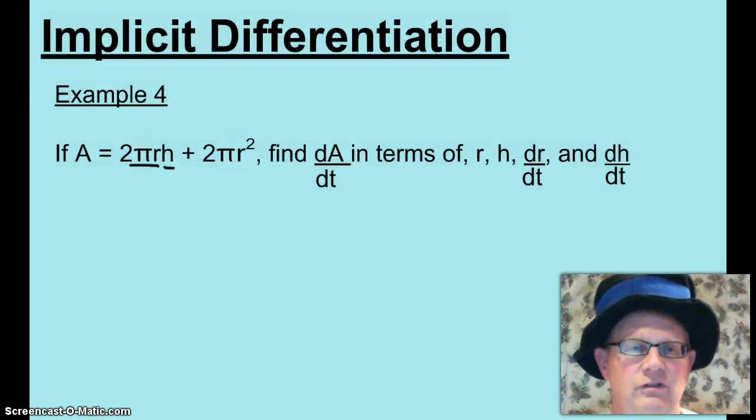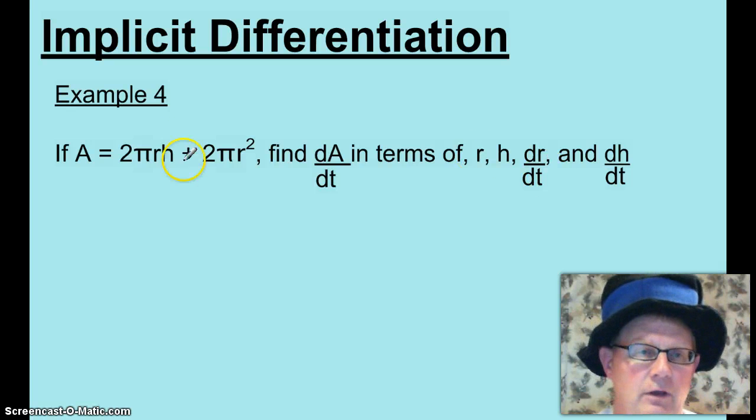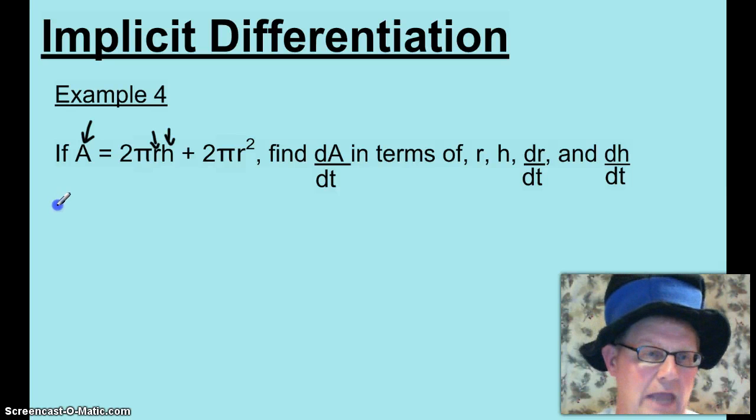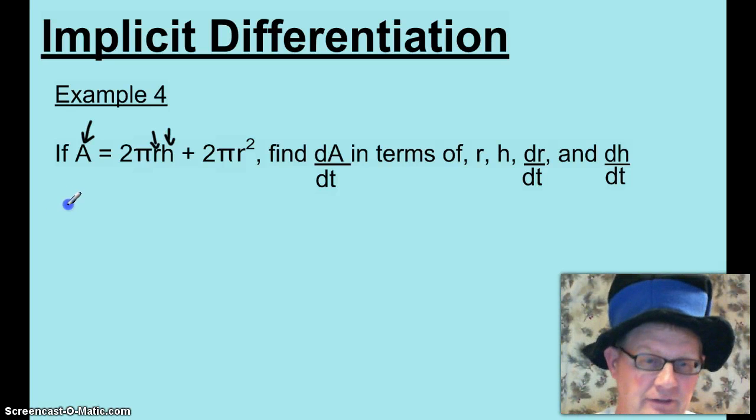Alright, sometimes instead of using the Newtonian notation, we will use Leibnizian notation, especially when we're dealing with time. And we have A as a function of time t, r as a function of time t, and h as a function of time t. So instead of using a prime, r prime, and h prime, we're going to use dA dt, dr dt, and dH dt. And here we go.